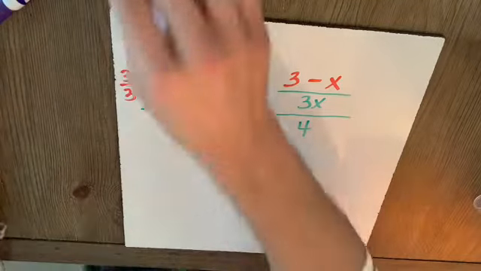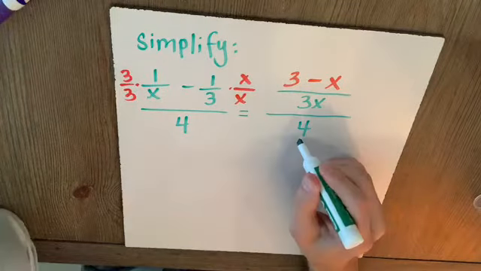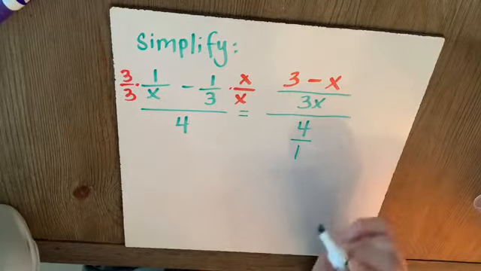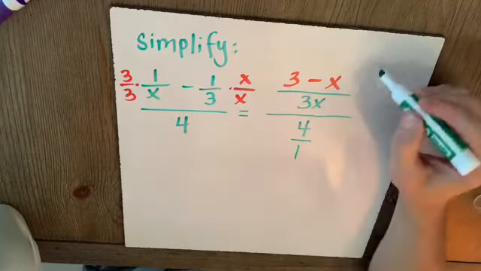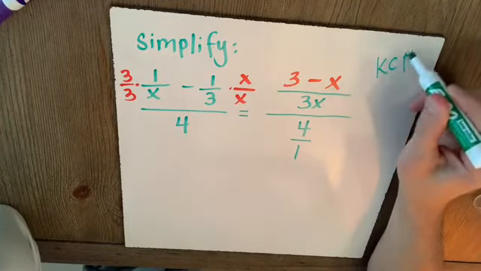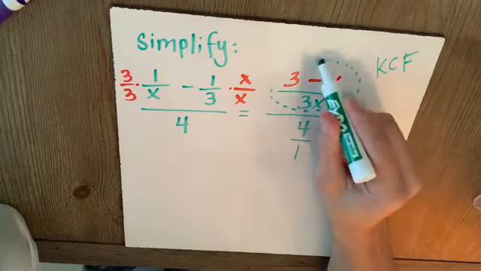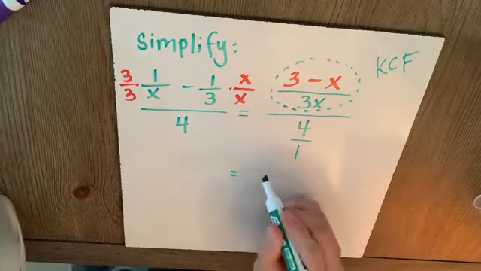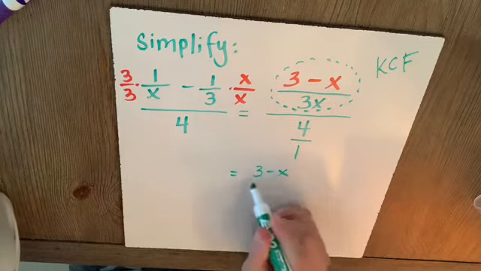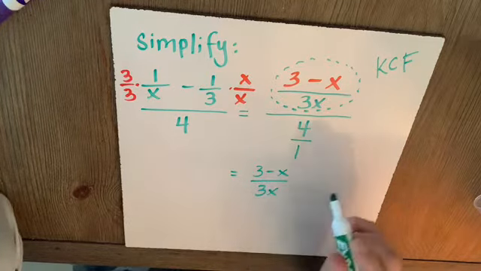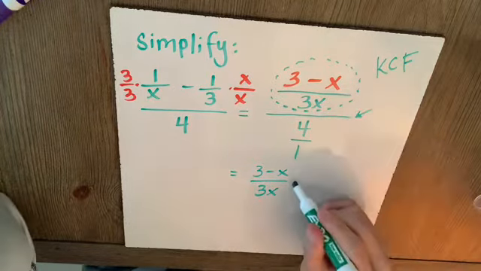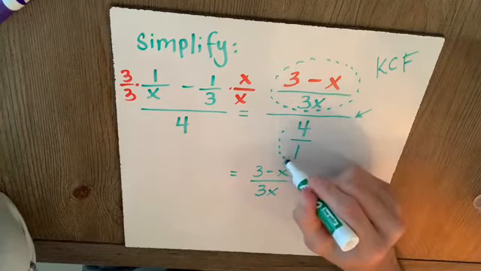By the way, this is a complex fraction. So what is the denominator of the denominator? 1. Now I'm going to keep, change, and flip. I'm going to keep my numerator. So this is equal to (3 − x) over 3x. Change division to multiplication. And then I'm going to flip my denominator.